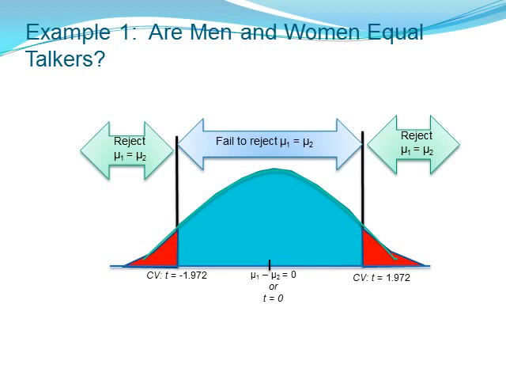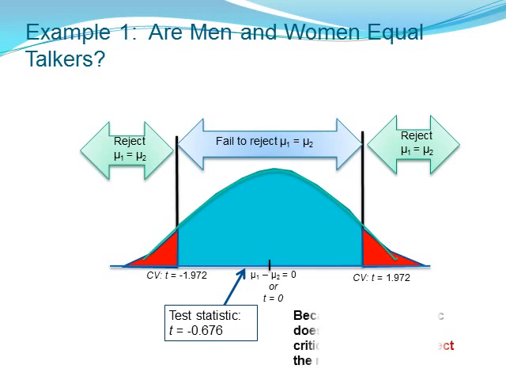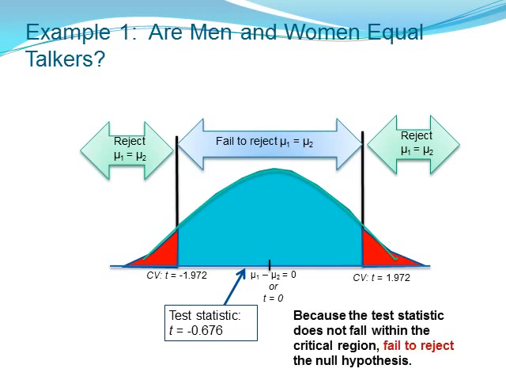The area that's located in each tail beyond the critical value is called the critical region, and if my test statistic happens to fall in either of those red areas, then I would make the conclusion to reject the null. So now all we have to do is figure out where our test statistic value falls. The test statistic we got was negative 0.676. That value does not fall within the critical red regions, and so I would make the conclusion to fail to reject the null hypothesis.